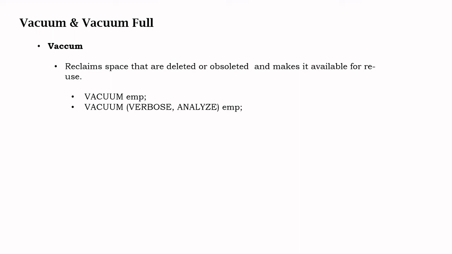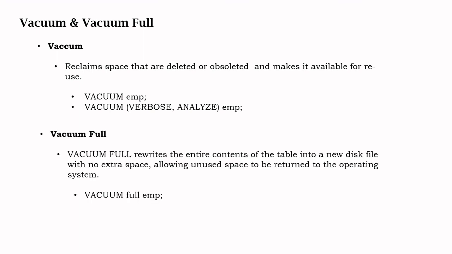And the second command is vacuum verbose, which will show you all the details of what it is doing in the background, as well as analyze the table, which is used by the query optimizer. And then vacuum full will create a new table with no extra space, as well as return the free space to the OS. That means your old table will get deleted, and the new table will be created with the live tuples, the actual rows which are present currently, and the old one will be deleted so that it can release the space to the OS.